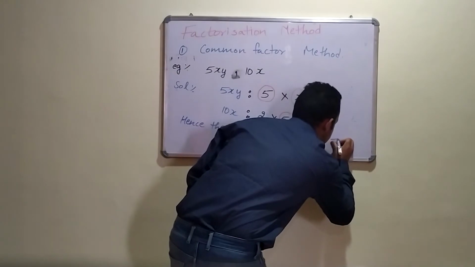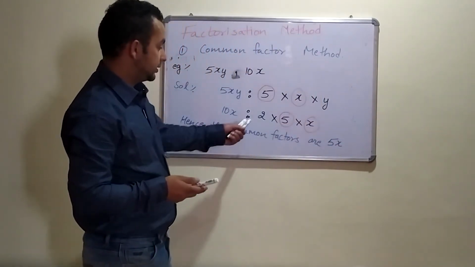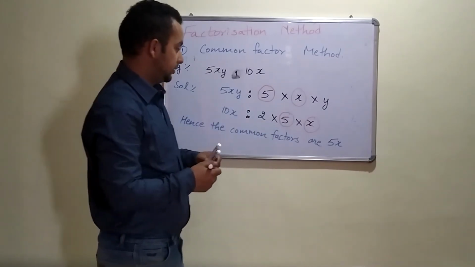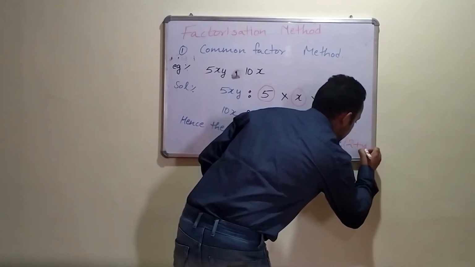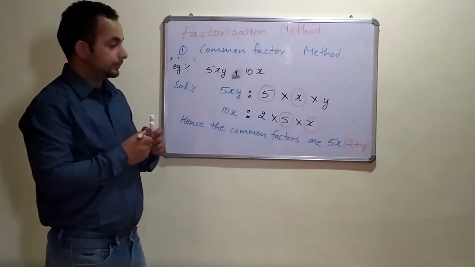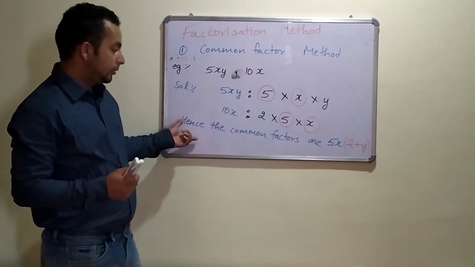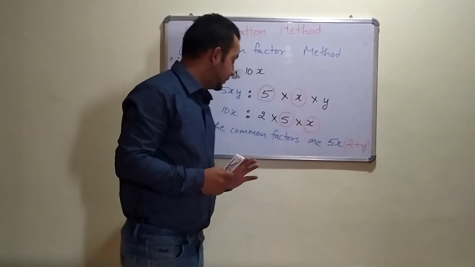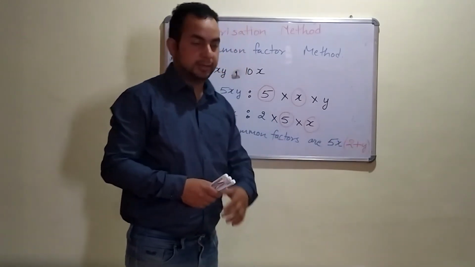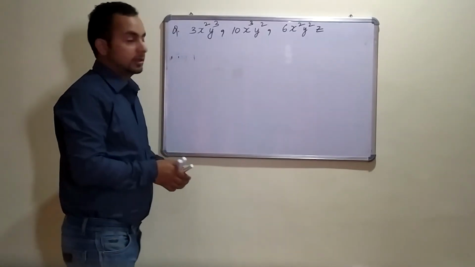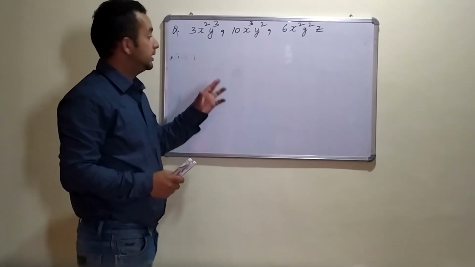So we can write it as 5x, and what is left is 2 and y. So 2 and y go in the bracket as 2 plus y. So 5x is the common factor and we can write it as 5x times (2 plus y). This is your product.